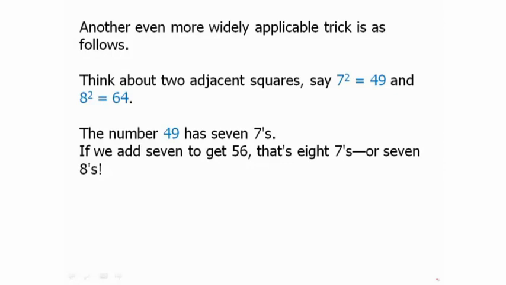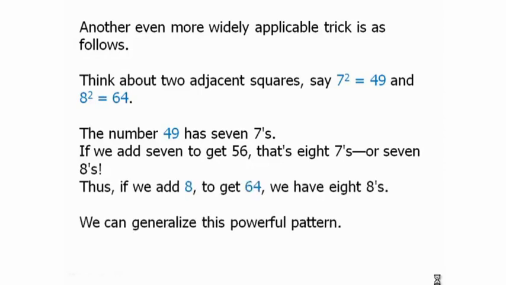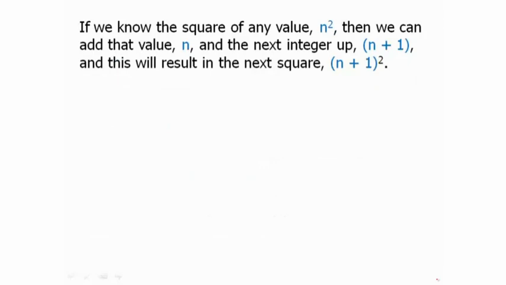Well, because it's 7 eighths, if we want 8 eighths, all we'd have to do is add 8, and then we get 64. So in other words, we start with 7 squared, we add 7, we add 8, and that brings us to 8 squared. And that generalizes to a very powerful pattern. If we know the square of any value, if we know n squared equals some number, then we can add that value n, then add the next integer up, n plus 1, and this will result in the next square up.